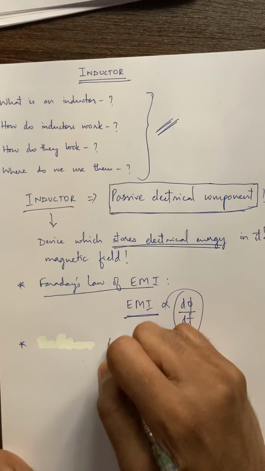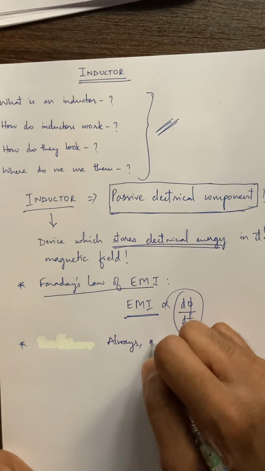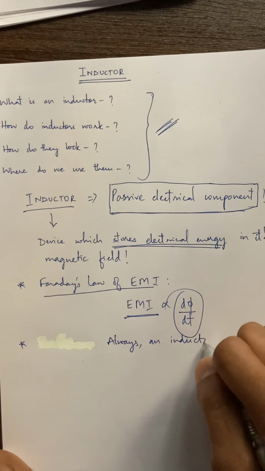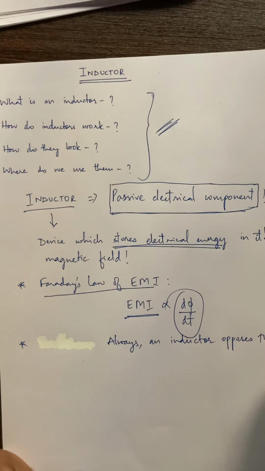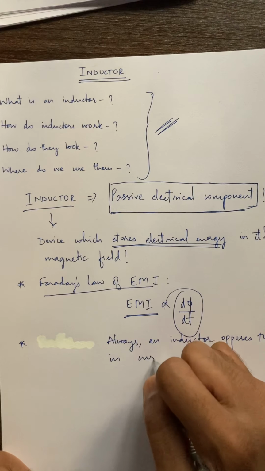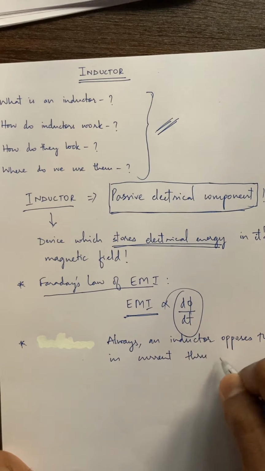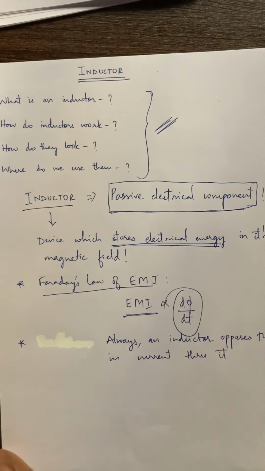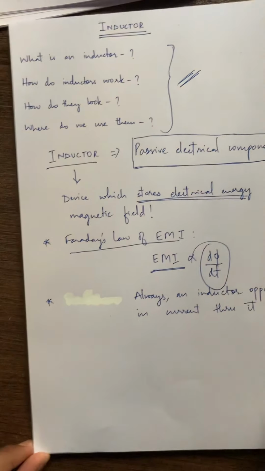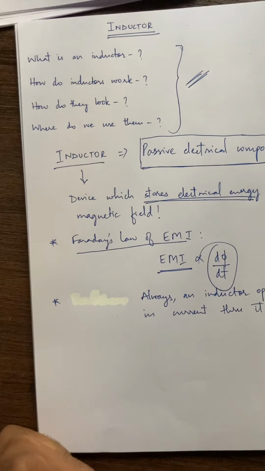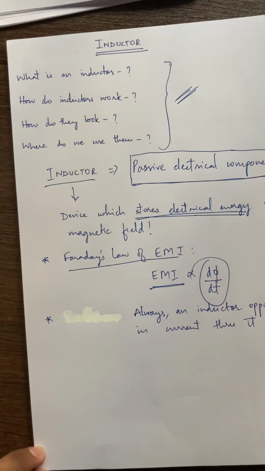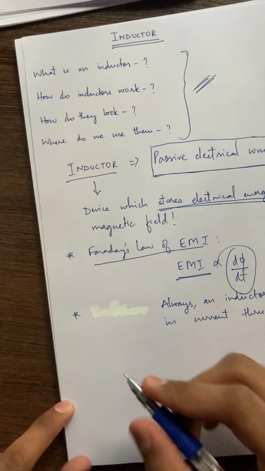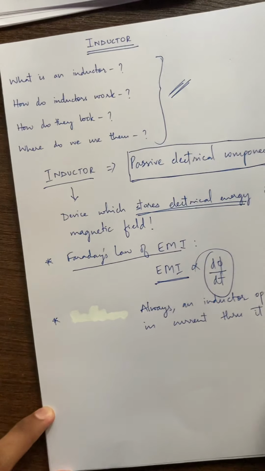Now, what is this? Always, an inductor opposes the change in current through it. This is actually related to Faraday's law of EMI due to the development of back EMF and all. Okay, fine. I'll explain that too. Right. Now, let's get into the working of an inductor. Now that we know what an inductor is, I can actually explain to you how an inductor works. Okay. Let's start with working.